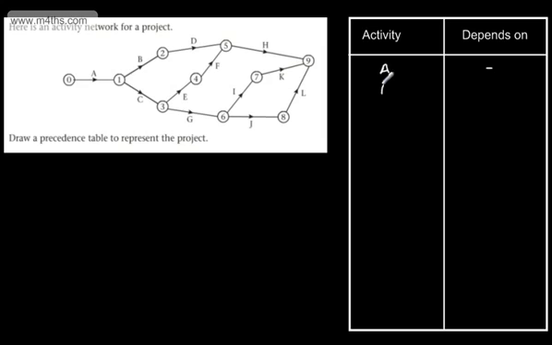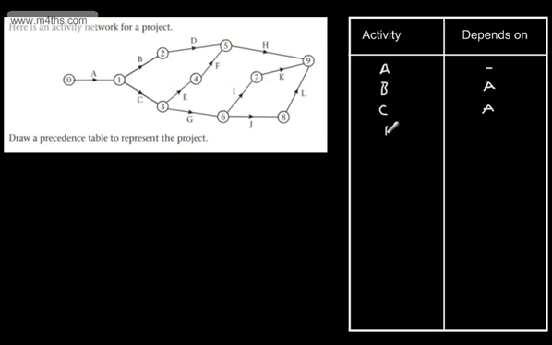If we consider B, B can only start now when A has finished, and this is the event here. Event 1 is A finishing. So what we can say is B is dependent on A. If we now consider C, what has to happen for C to start? The answer is A to finish. So C is also dependent on A.